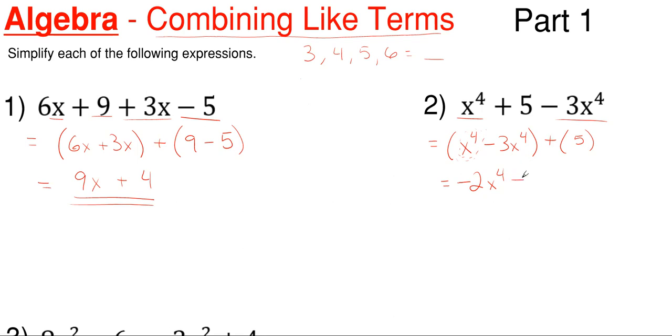And then lastly, we have the plus 5 over here, which, as I said, has nothing to combine with it. So it just remains by itself. So this expression up here turns into minus 2x to the fourth plus 5.